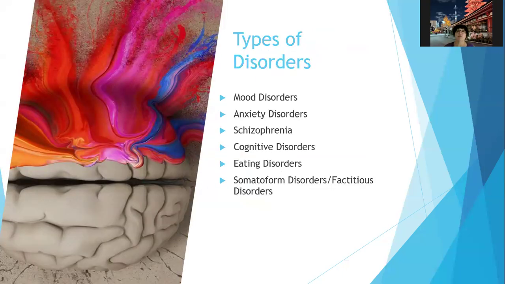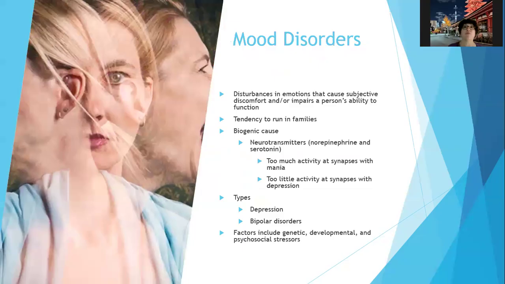So the types of disorders that we're going to talk about, in addition to dementia, which is a cognitive disorder, but we're going to especially focus on that. We're going to talk about mood disorders, anxiety disorders, schizophrenia, cognitive disorders, eating disorders, and somatoform or factitious disorders. So we'll go through all those.